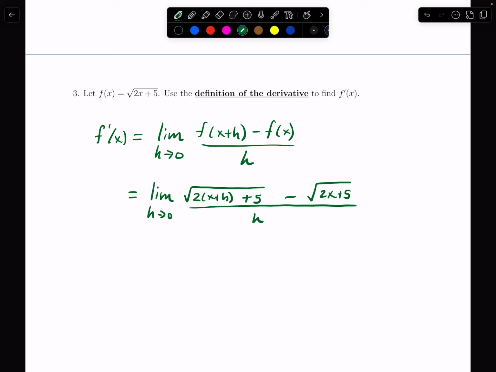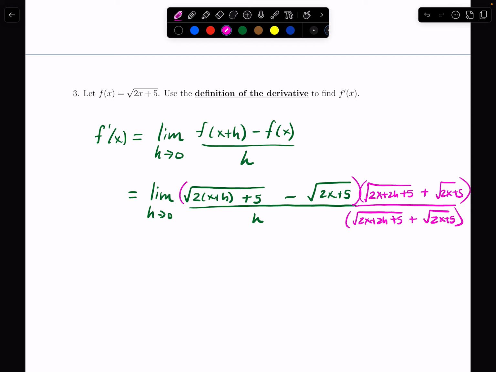So when we're trying to find limits where we have 0 over 0 that involve radicals, we often use the conjugate. So if we multiply the top and bottom by the conjugate of the top, so that's going to be 2x plus 2h, if I distribute that 2, plus 5, plus the square root of 2x plus 5. And we're going to do that to the top and to the bottom because that's really just multiplying the entire fraction by 1, which doesn't change it.